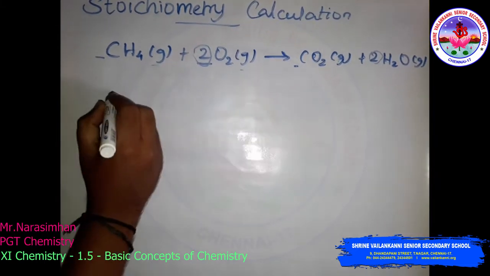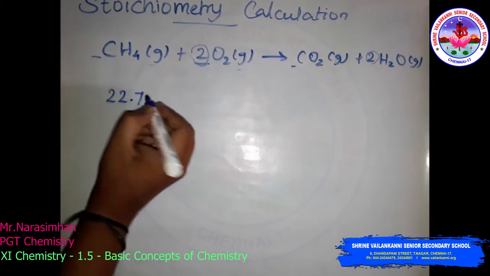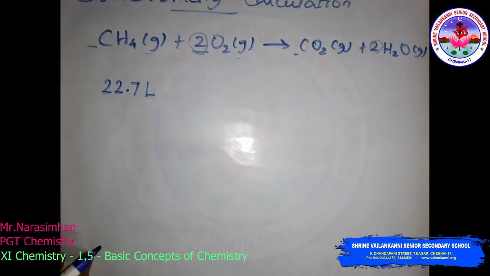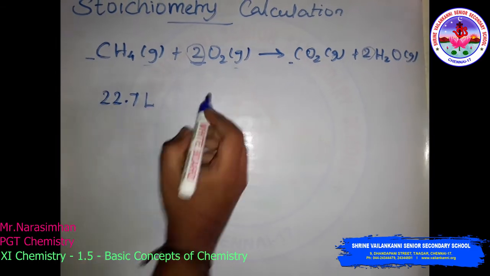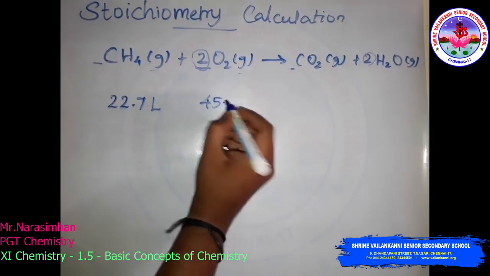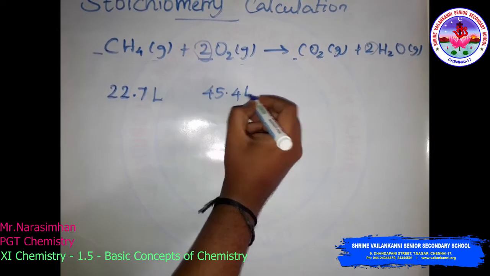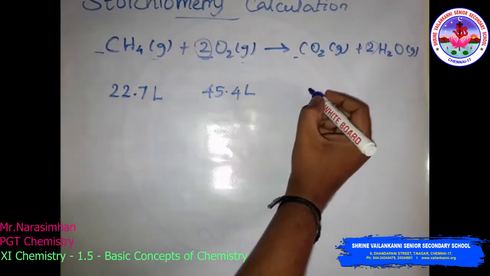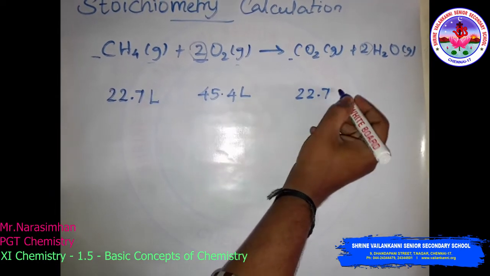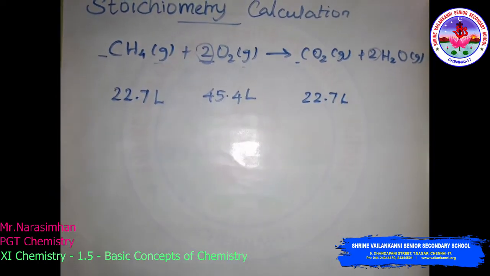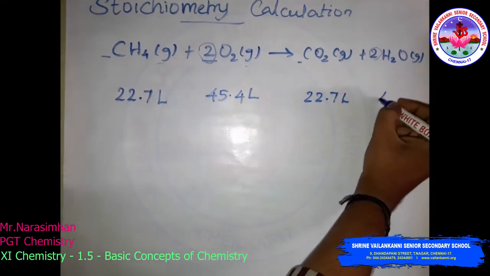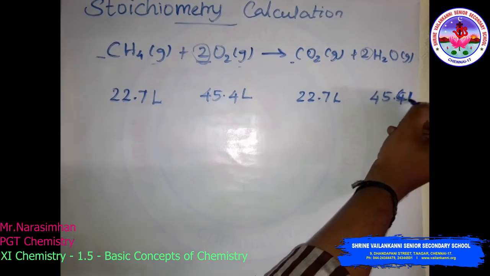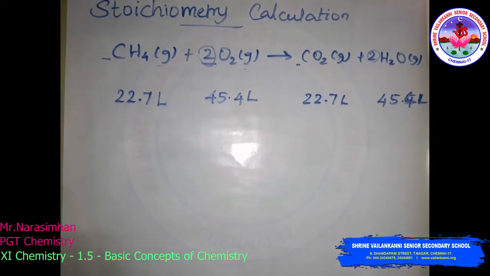In case of volume, suppose I write 22.7 liter of methane gas reacts with 45.4 liter of oxygen gas to give 22.7 liter of carbon dioxide gas and 45.4 liter of water gas.